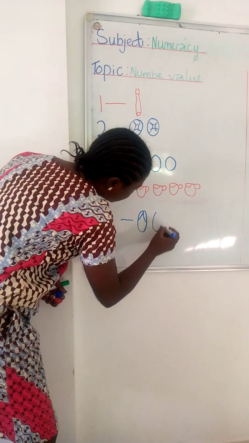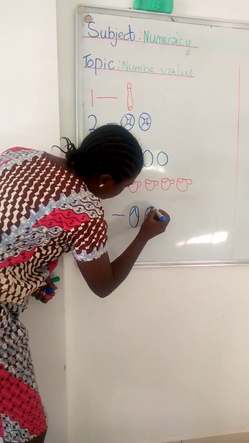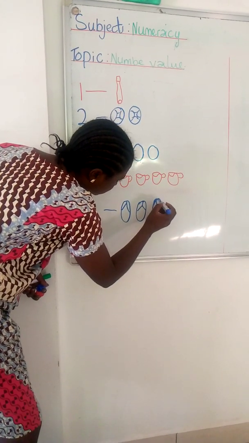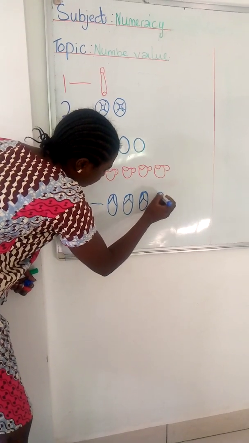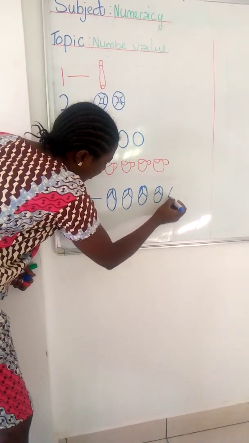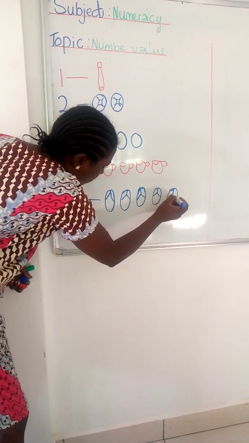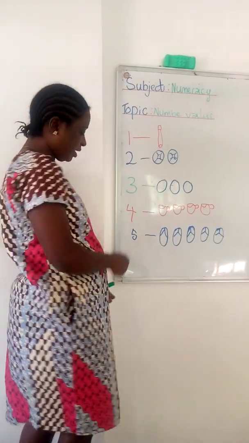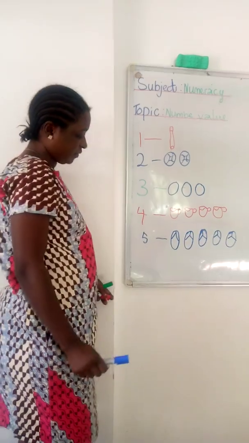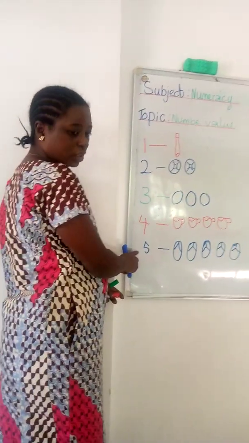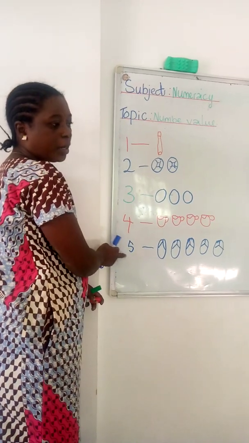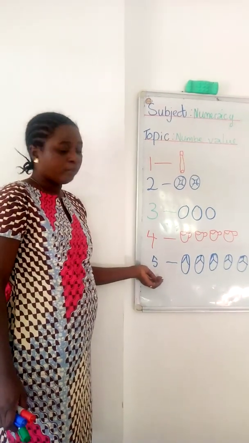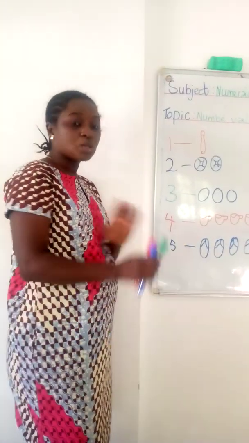1, 2, 3, 4, 5. 5 slippers. Can you see? 1, 2, 3, 4, 5. Because this is number 5. Anything I want now has to match the number. Whatever object here has to match the number here. That's all about number value. You just bring in objects that match the number figure. That's all about number value.